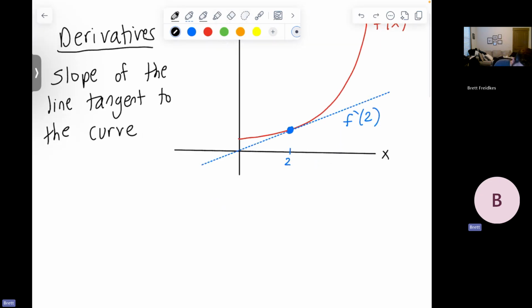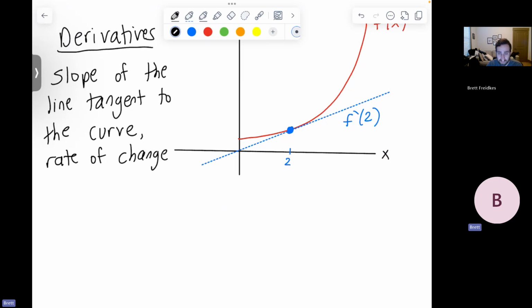Now, derivatives are important because in engineering, things are changing a lot of times. Things change as a function of time or as a function of position or whatever variable you can think of. And that's what a slope is. A slope is a rate of change, which is why we're motivated to understand how a derivative works.